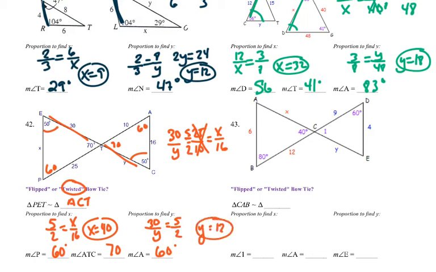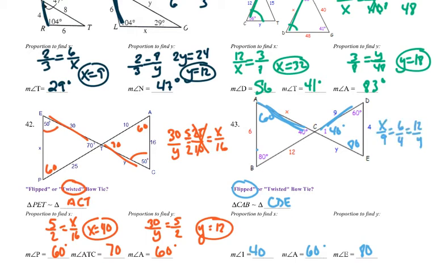I'm always fair, so if I have one twisted bow tie, the next one's going to be flipped, and you can tell by filling in the angles, the 60, the 80, the 40, how they all match up. So angle A is 60, angle E is 80. So CAB is going to go with CDE. So this means that these two sides go together. X over 9 equals 6 over 4 equals 12 over y. And 6 over 4, of course, can reduce to 3/2. So 3/2 equals x over 9.